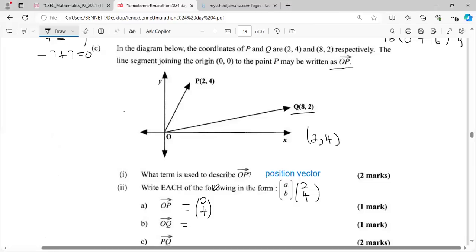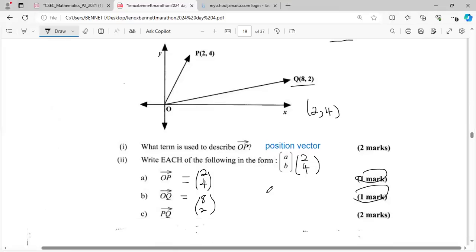Alright, and OQ now would be, well, obvious, 8, 2, right? So it's just this. It's no big deal, and you get 2 marks for these two. Alright, now the next one here, PQ. They want the vector from P to Q, guys. So just think about it. They want it to come from P and go to Q.